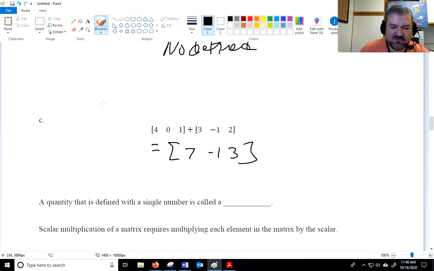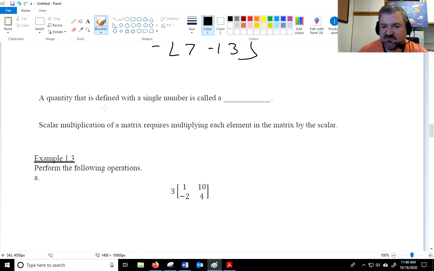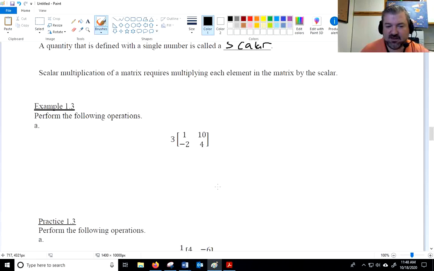All right, a quantity defined as a single number is called a scalar, so called because they scale the matrix. Scalar multiplication of a matrix requires multiplying each element in the matrix by the scalar. So let's go ahead and multiply by a scalar here.